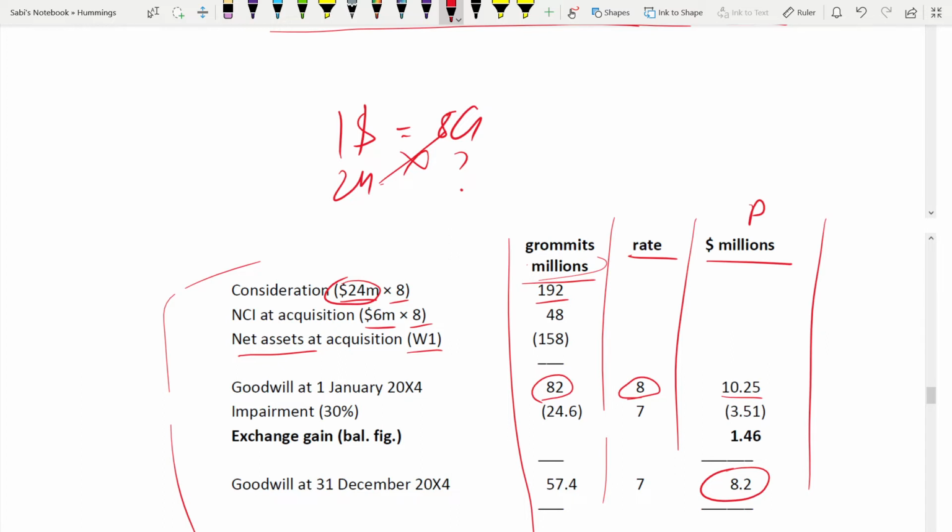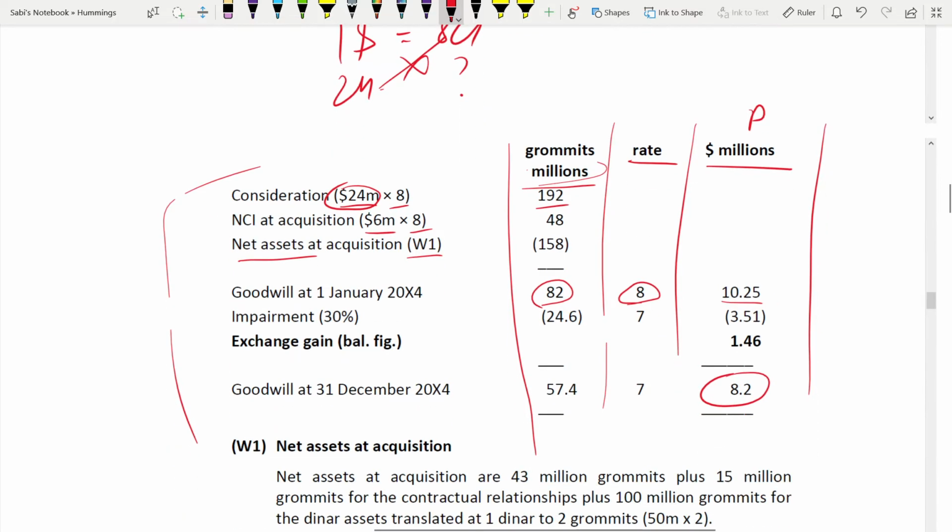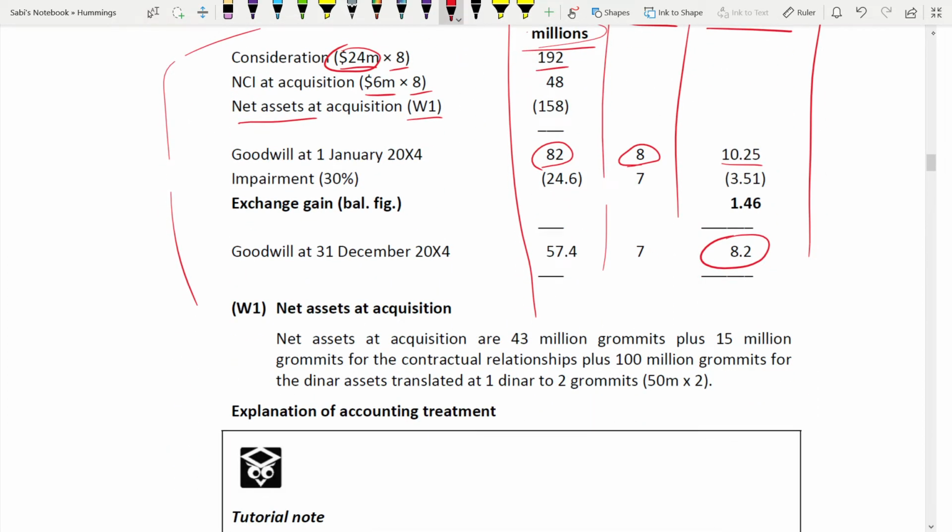Whenever you have to use a working, don't use the working in the main table. Keep some space and use it later separately, like this working one. So net asset, they told you there are 2 net assets. One is in dinar, the other one is in grommet already. So net asset that is in grommet is 43 million, plus this 15 million. What is this 15 million? This contract, that intangible asset, right? That net asset you have to now add. It was not there. It was excluded from this 43 million.